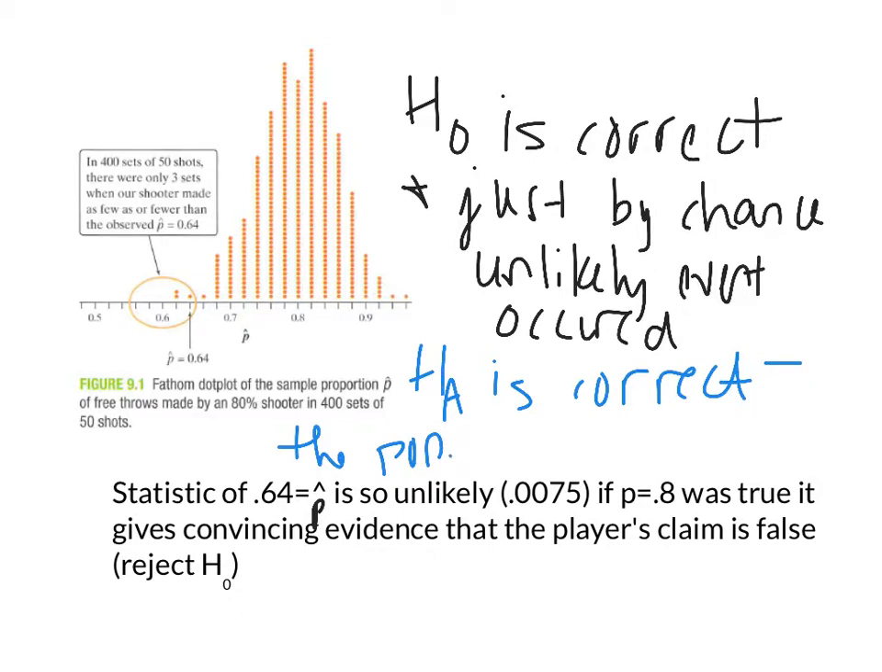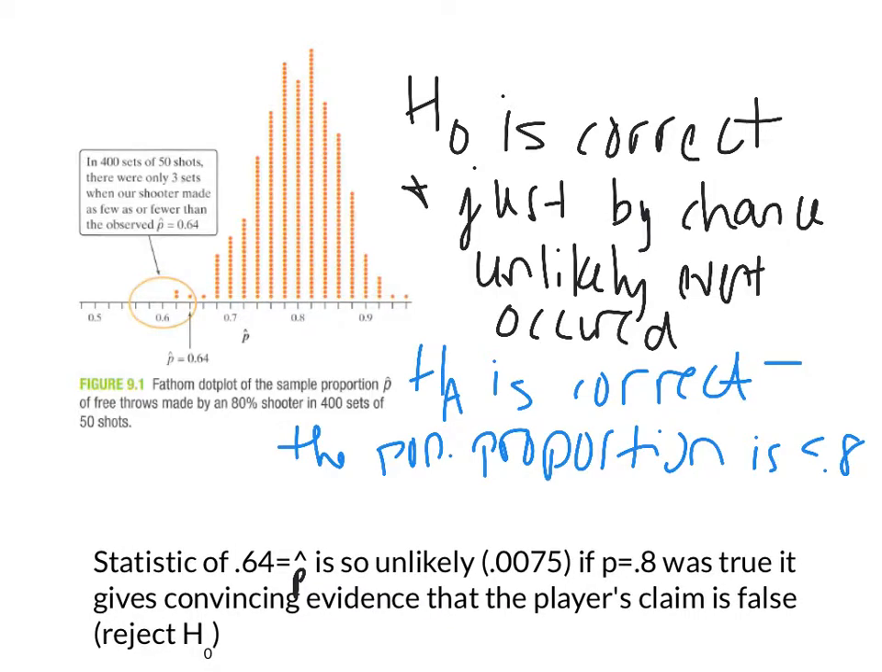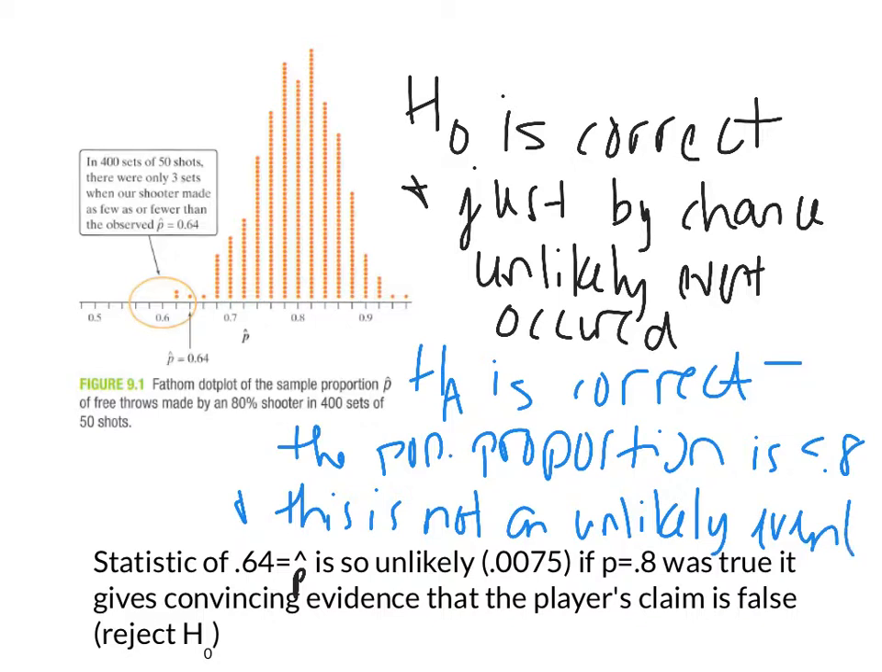So my population proportion is less than 0.8. My alternative hypothesis is correct. Therefore, that's going to make me believe that this was not an unlikely event. And we have to decide basically how much wiggle room we're okay with. How unlikely is unlikely. So these are our 2 options here.